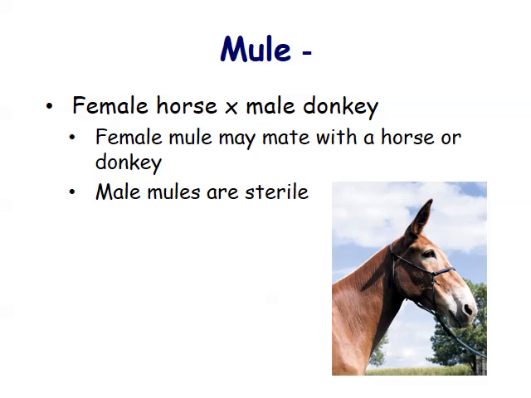Mules are formed when you mate a female horse and a male donkey. Female mules may then be able to mate with a horse or a donkey. However, male mules are sterile, so you could never have a self-sustained, truly mule population. The mule's infertility is due to differences in chromosomes inherited from their parents.